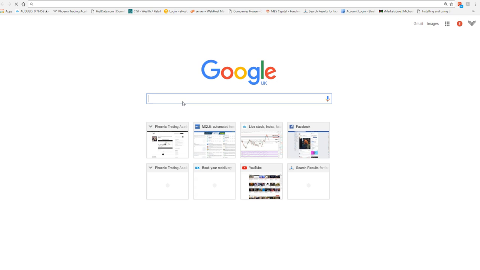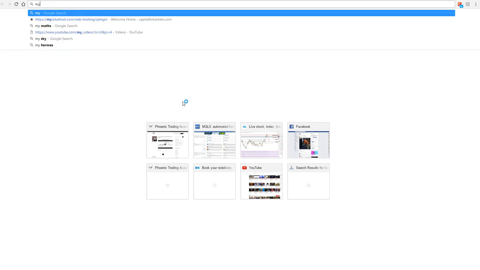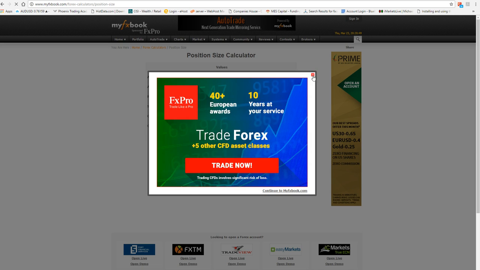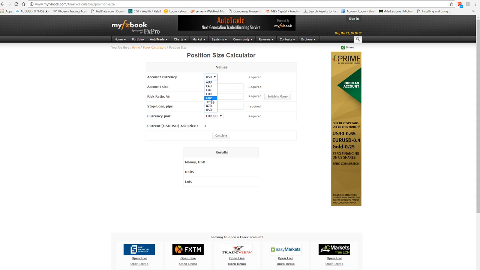We'll go to one on MyFXBook. FXBook, calculator, position size. We go to the position size calculator, and what we should have here is the currency. I'll stick this in pounds because this is where we are. Account size, how much money do you have in your account? We'll call it 10 grand. Risk ratio, it should not be more than 1%. Stop loss in pips, I can't remember, it was 127, around that. And you select the pair you're trading, which was New Zealand yen.